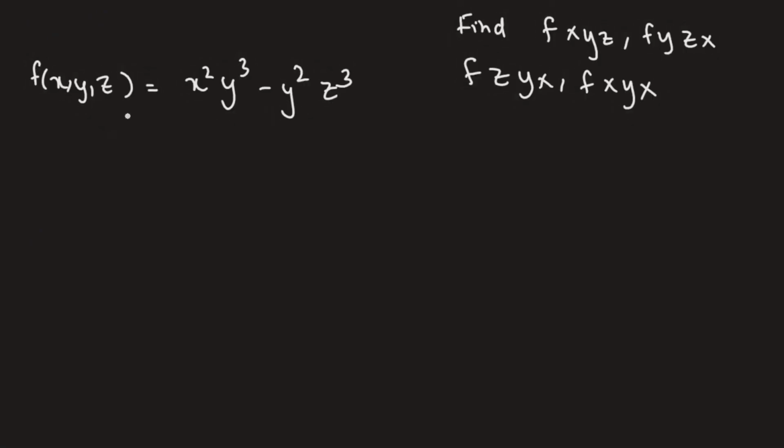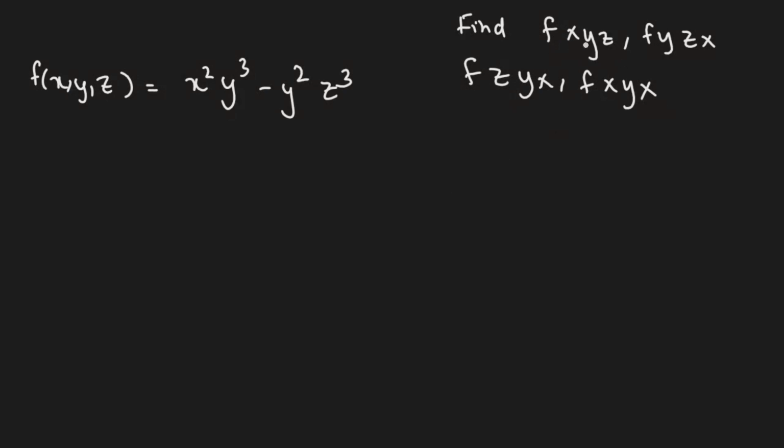This is our last problem, and as you can see, this is a 3-variable function. If you don't know how to find the first derivative of a 3-variable function, I have made a video on that, and I will post the link in the description below, so do check that out. Here we are finding the second order partial derivative of a 3-variable function. So you have to find f of x, y, z, and so on.